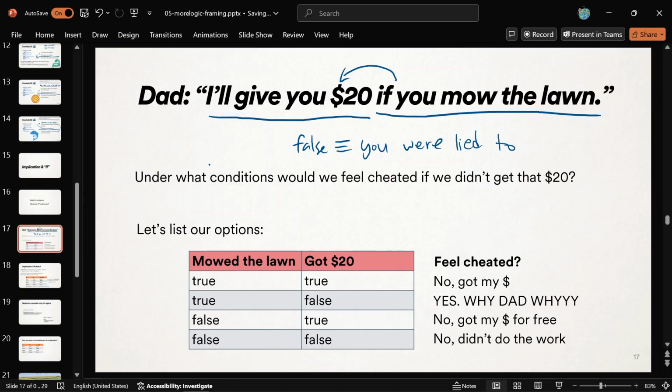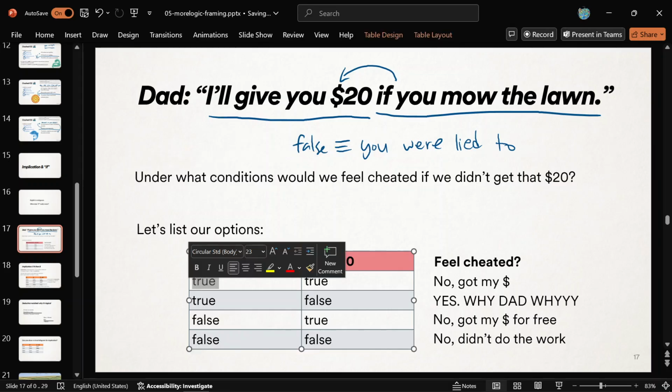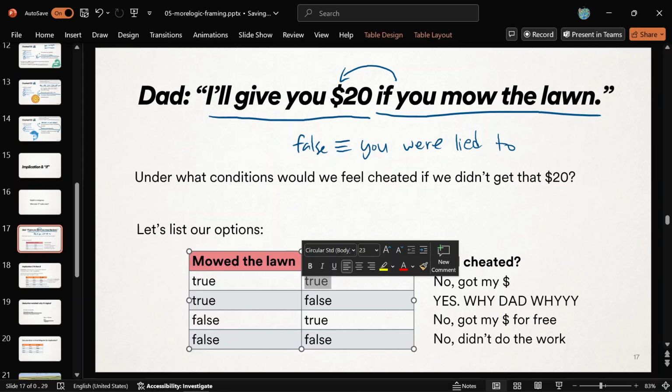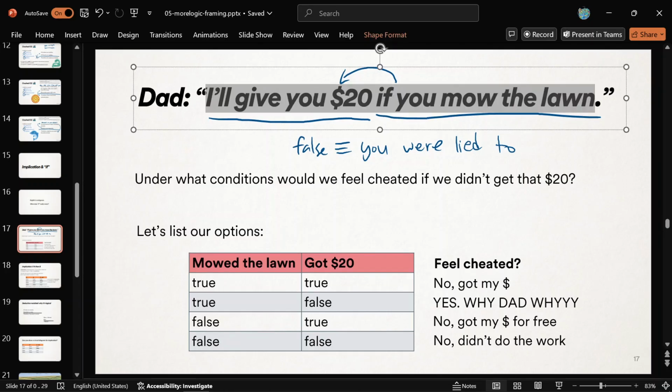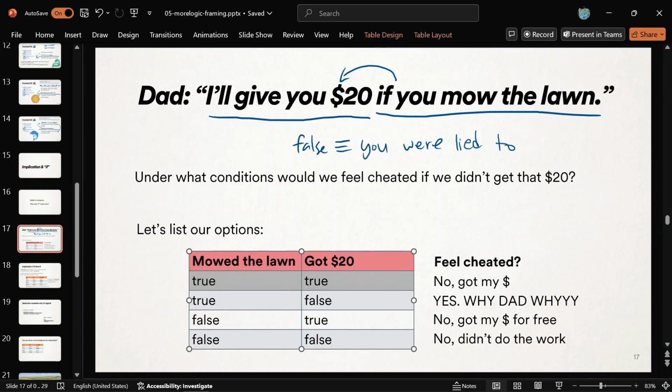All right. So that will give us that. Under what conditions would we feel cheated if we didn't get that $20? So here are your options. If you mowed the lawn and then you got $20, do you feel cheated by Dad for saying, I'll give you $20 if you mow the lawn? You mow the lawn and you just got $20. You don't feel cheated, right? You got your money. You did the work, you got your money. Dad was not lying to you in that situation. I'll come back to this one. If you did not mow the lawn, but you still got $20, do you feel cheated by Dad saying, I'll give you $20 if you mow the lawn?